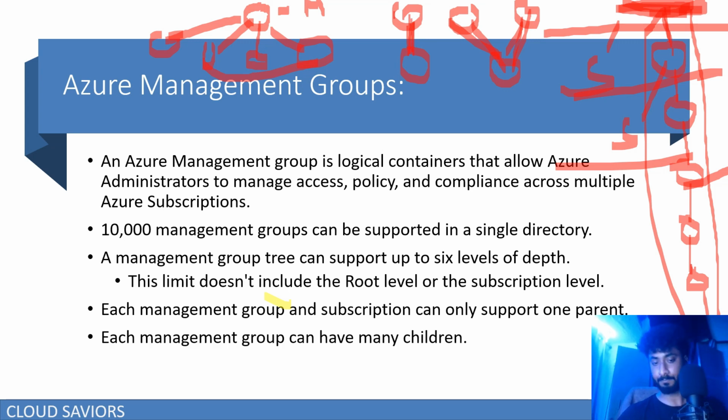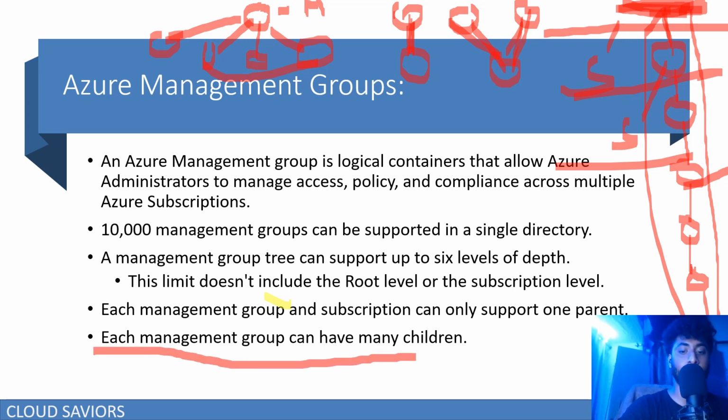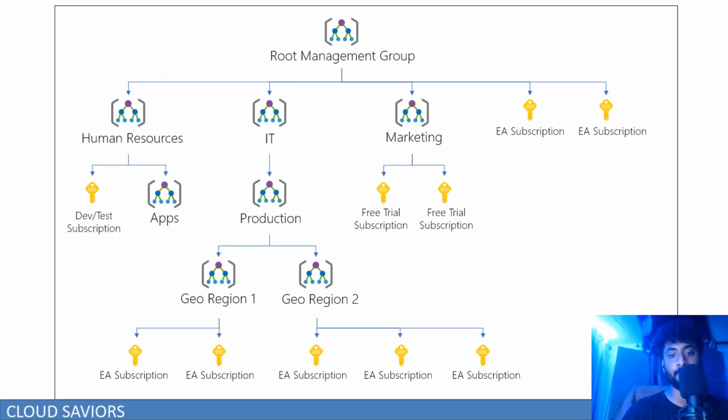Each management group can have many children, as I already mentioned. But yes, one child will only inherit the properties from one single parent, not multiple ones. Perfect.